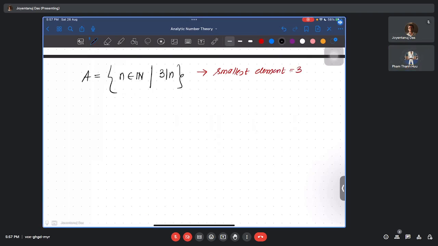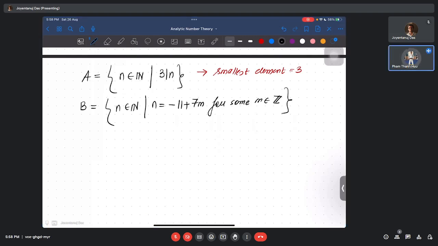Now let us take another example. B is the set of all n belonging to the natural numbers such that n equals minus 11 plus 7m for some m belonging to the integers. So can you find the smallest element of B? What will be the smallest element?